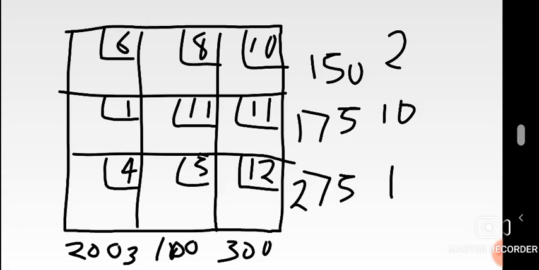Then the next column only has 8, 11, and 5. The smallest figure is 5, and the second smallest is 8. So the difference between 8 and 5 is yet another 3. The last column, which is column 3, has the least figure of 10. The second least is 11, meaning the difference is 11 minus 10, which is 1.